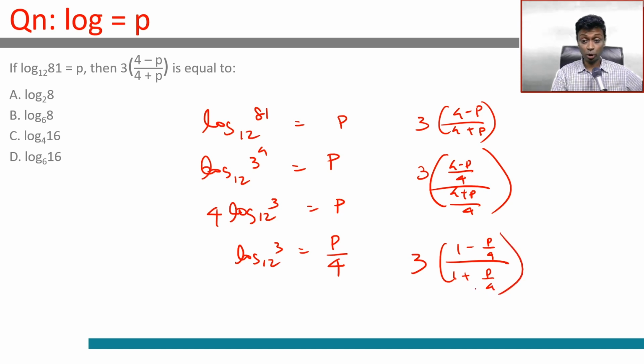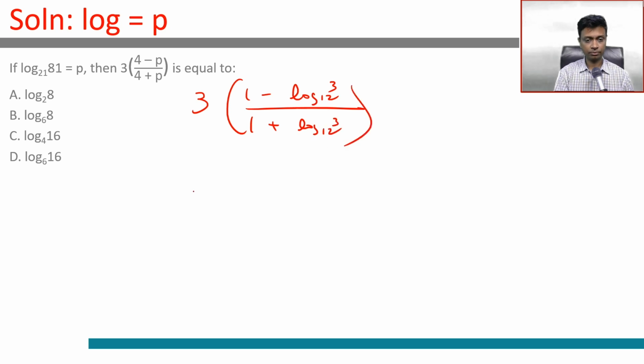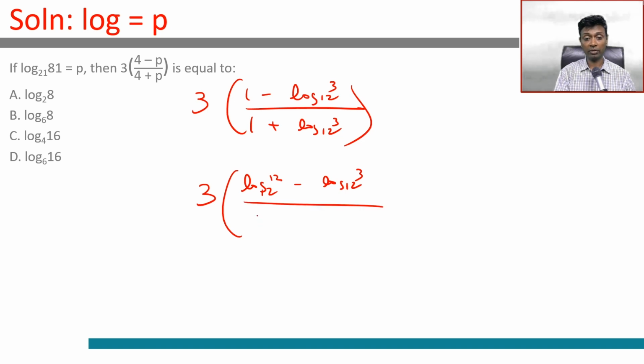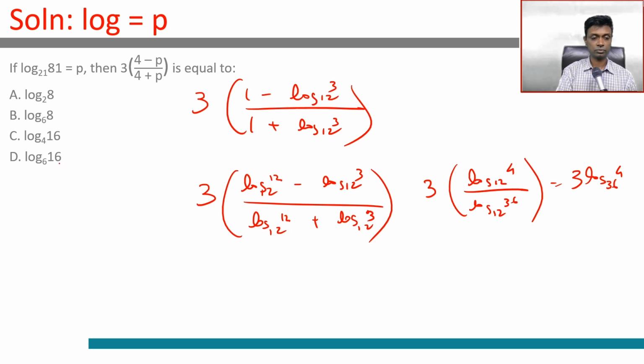This is wonderful, because we know p by 4 is log 3 to the base 12. So this number becomes 3 times 1 minus log 3 to the base 12 by 1 plus log 3 to the base 12. So it's 3 times log 12 to the base 12 minus log 3 to the base 12 divided by log 12 to the base 12 plus log 3 to the base 12. This is 3 times log 4 to the base 12 by log 36 to the base 12, which is 3 times log 4 to the base 36, or it is log of 64 to the base 36.